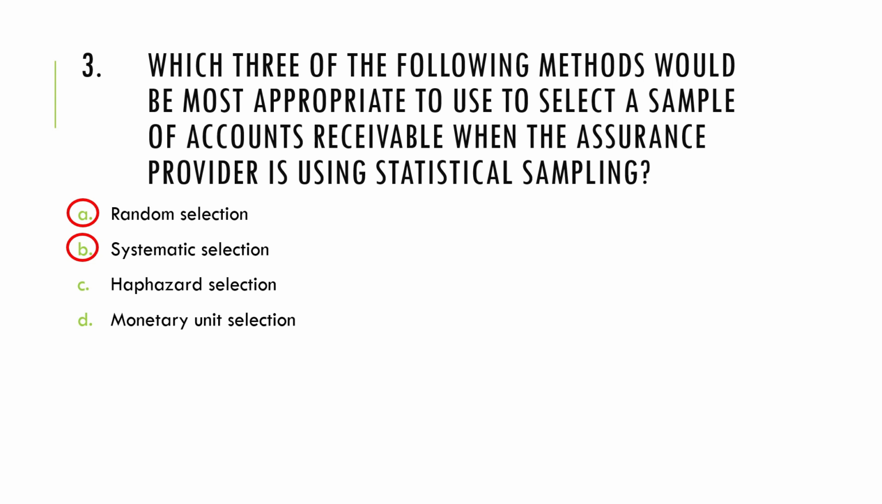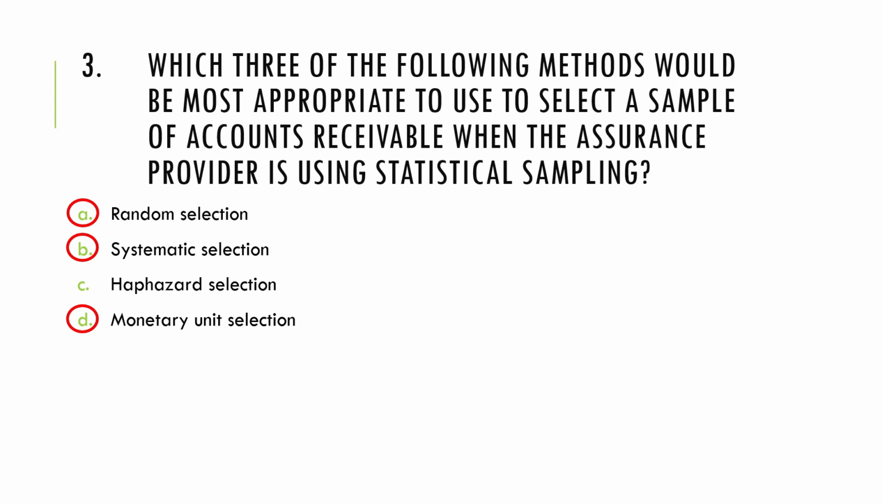And to complete the three, we have monetary unit selection, otherwise called probability proportional to size sampling. Now, haphazard selection, whereby the auditor chooses sampling units with no regard or with no intention to include or exclude based on certain characteristics, is considered a non-probabilistic sample selection method and is therefore more appropriate to use when the auditor utilizes non-statistical sampling.